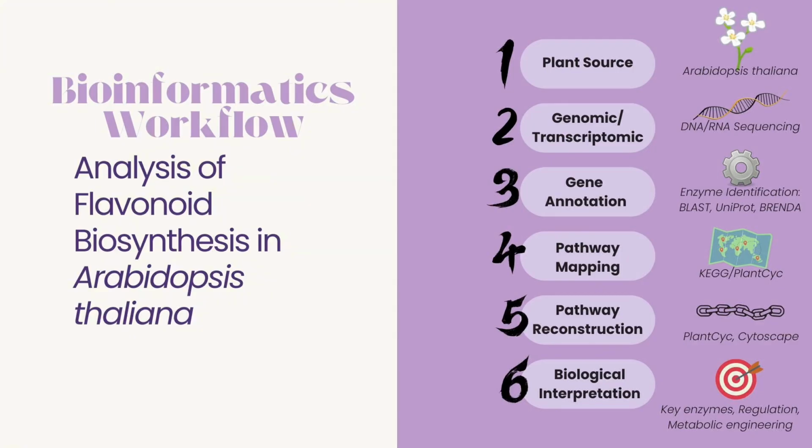This diagram summarizes the bioinformatics workflow for analyzing flavonoid biosynthesis in Arabidopsis thaliana. The process starts from identifying plant sources, moving on to the genomic or transcriptomic data, followed by gene annotation to identify flavonoid-related enzymes. These enzymes are then mapped into metabolic pathways using KEGG, while PlantCyc allows pathway reconstruction and visualization. Finally, biological interpretation helps identify key enzymes and regulatory steps involved in flavonoid production.